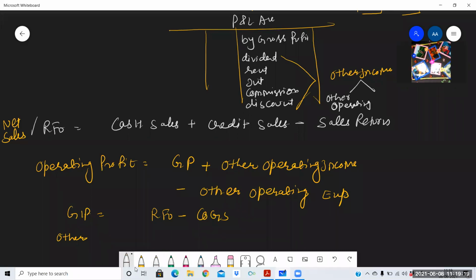You can make this web chart, because instead of learning formula, doing the rectification of formula, you can make your own formulas by using your previous knowledge. So I am doing that thing only. So other income, other operating income. Then the second one is other non-operating income.